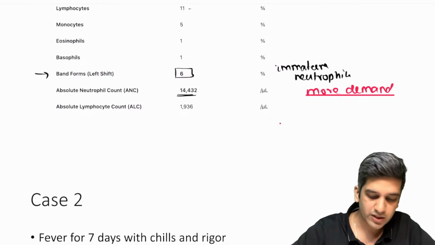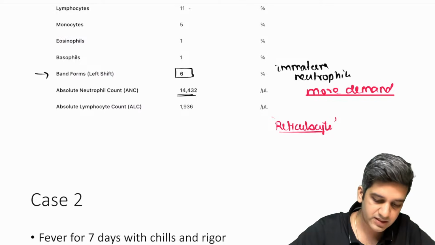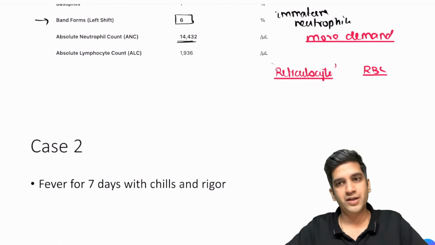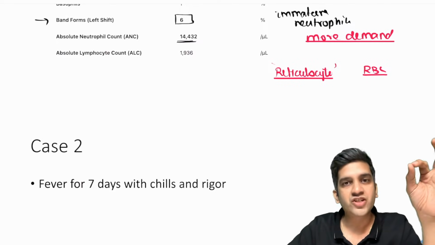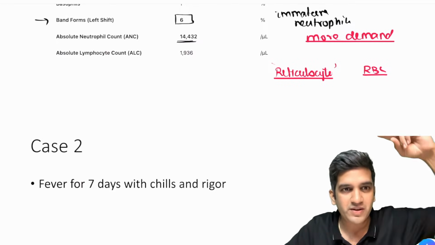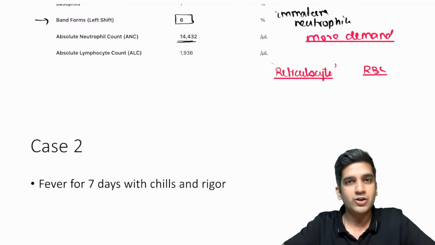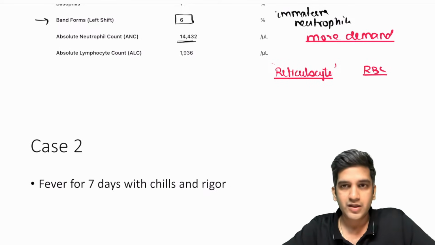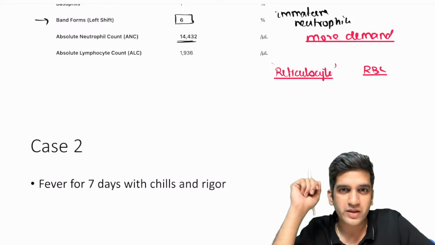Have you heard about a cell called a reticulocyte? Have you heard this? This is the precursor of a mature RBC. So tell me, in which condition reticulocytes will be elevated? We are digressing, but we'll come back to this case soon. Perfect, Vamsi. Which condition reticulocyte will be elevated?